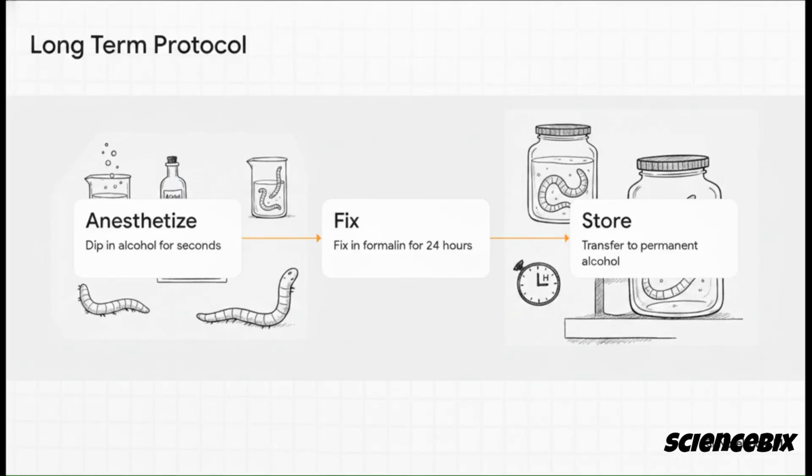Let's see how this builds into a rigorous lab protocol for long-term preservation. Step 1 is absolutely crucial. You must anesthetize the specimen in 70 to 100% isopropyl alcohol for just a few seconds. Why? Well, because if you skip this, the worms will instinctively contract and knot up, making their anatomy basically impossible to study. Step 2 is to fix the now relaxed specimen in formalin for 24 hours. That preserves the cellular tissues. And finally, step 3, you transfer them to a permanent storage solution in alcohol.